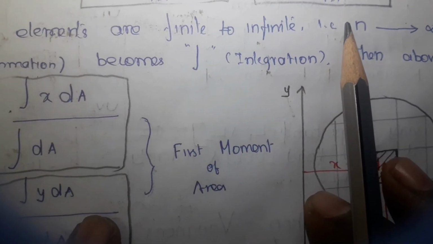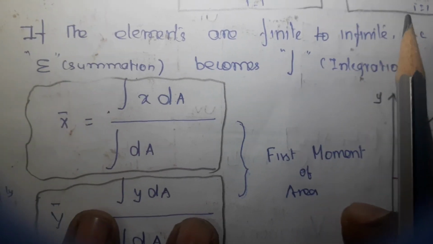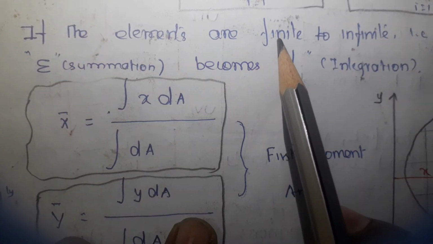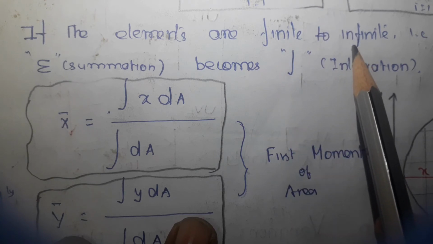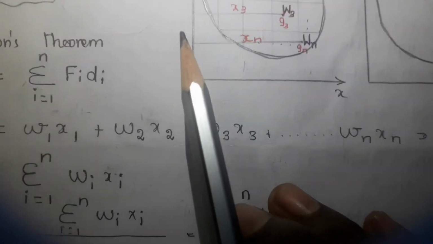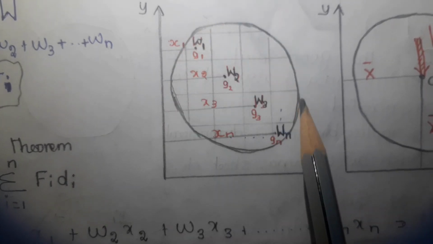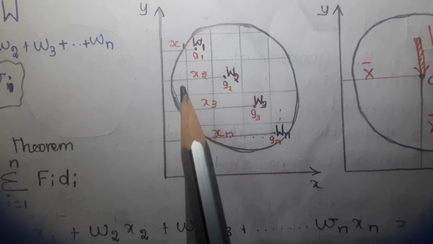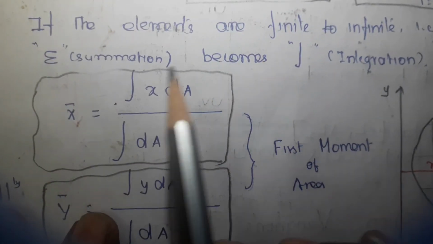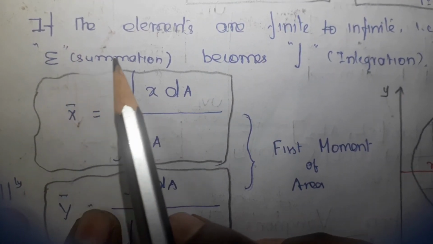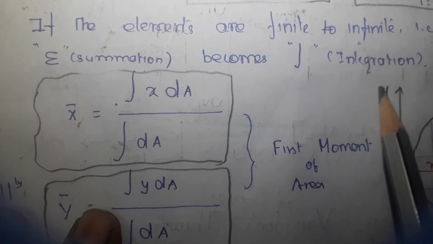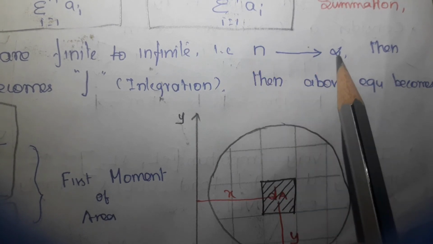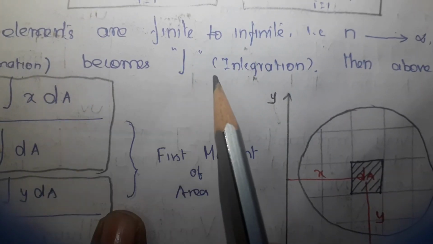There is one another method that I will tell you now. In some cases, if the elements are changing from finite to infinite, that means if the number of elements is not countable, it becomes infinite, then this summation will become an integration, because when n becomes infinity, summation becomes integration.